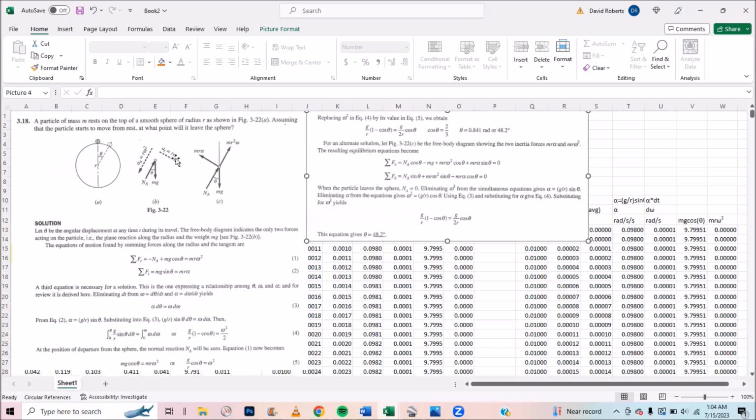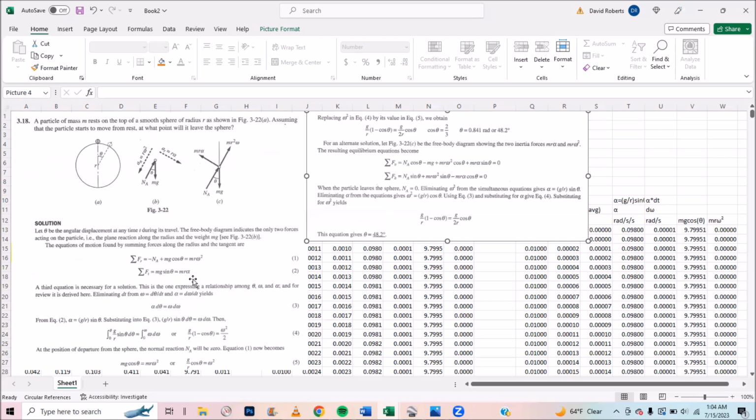What is angular acceleration? Well, that's just the change in angular velocity divided by the change in time. Okay. Anyway, that's F equals ma, and this is the one that we're going to use. Mg sine theta is equal to m r alpha.